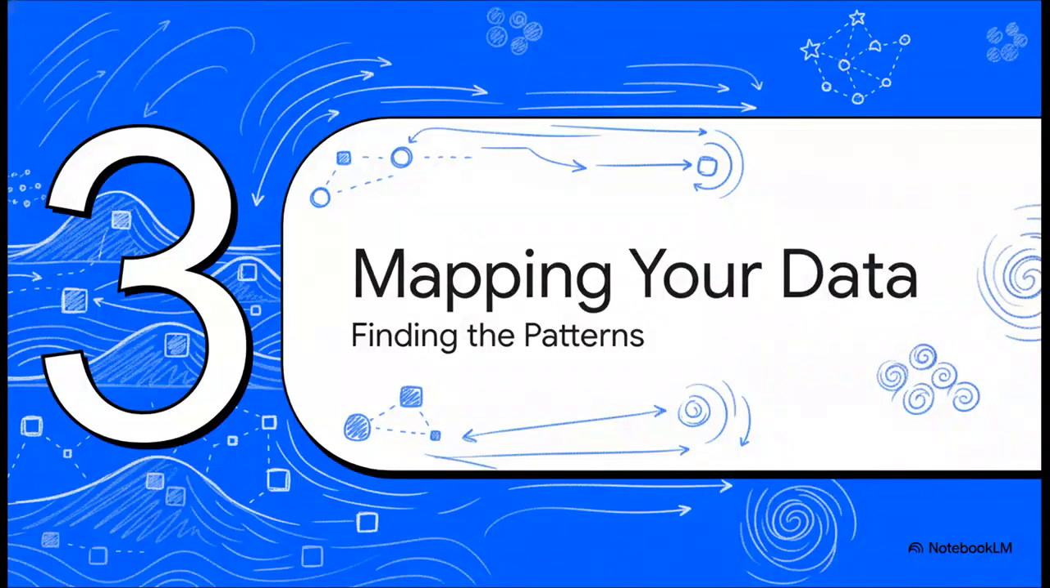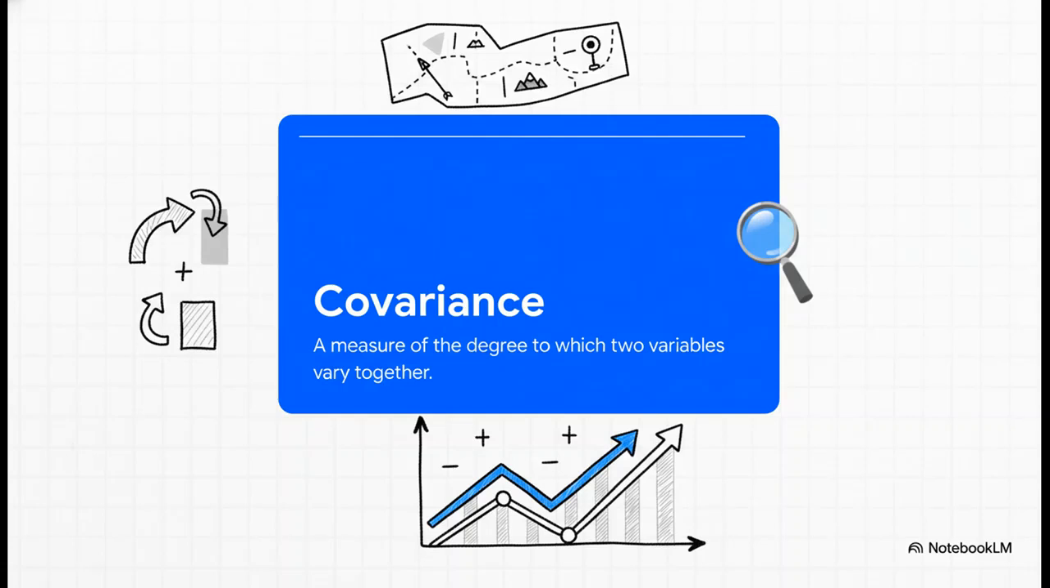So, if we're going to be map makers, what's the first step? Well, you've got to survey the terrain, right? You need to understand how everything in your landscape relates to everything else. It's time to start mapping our data's patterns. And the very first tool we're going to pull out of our map-making kit is something called Covariance. Now, don't let the name scare you. It's a wonderfully simple idea.